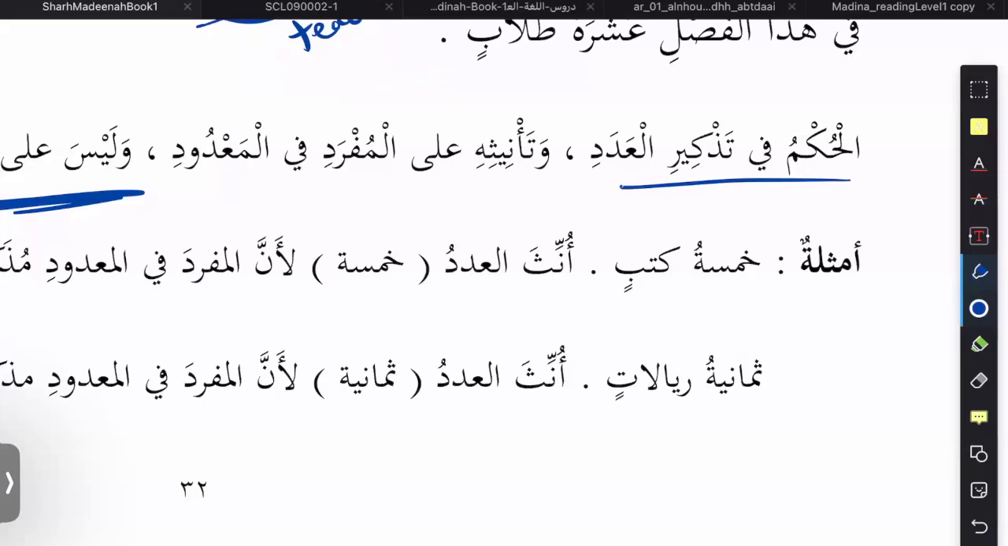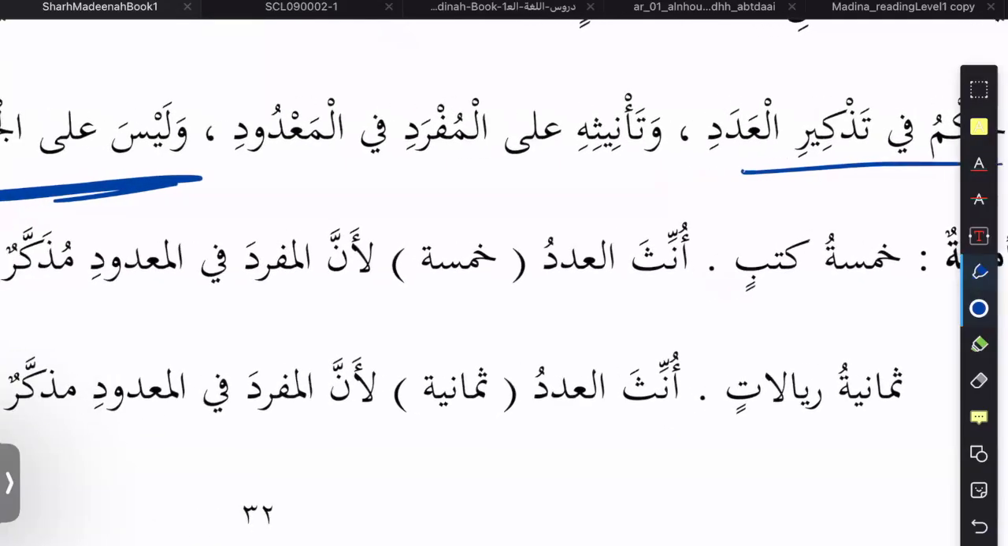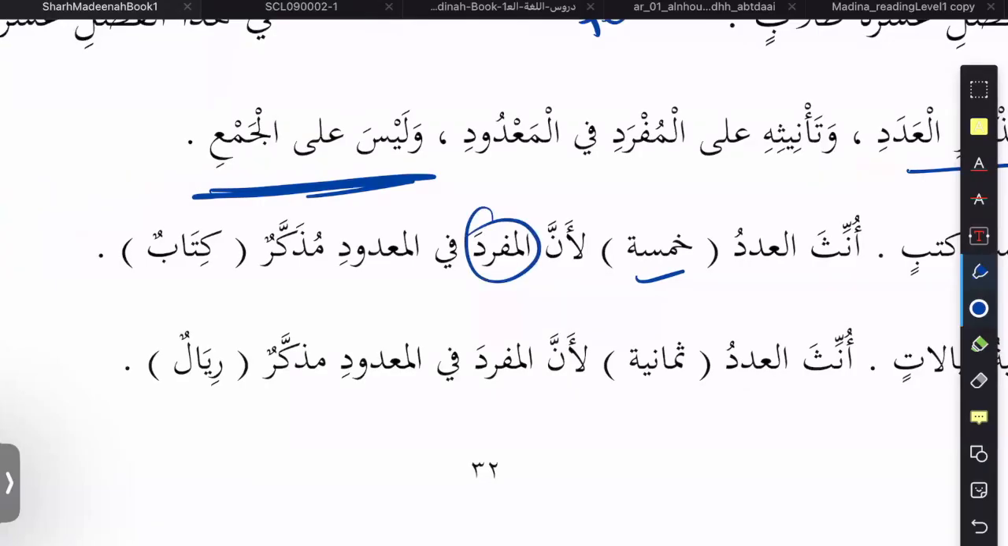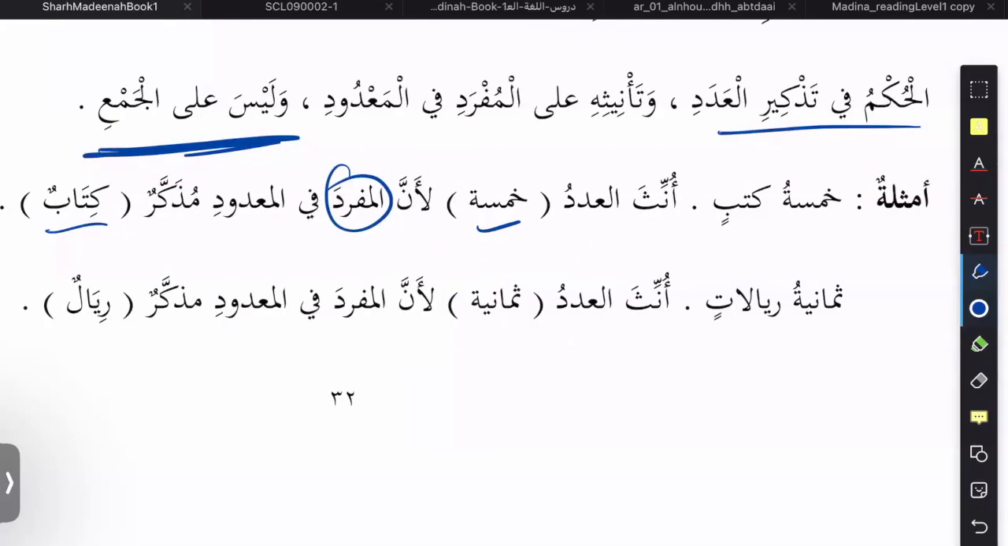خمسة كتب وأنث العدد الخمس. So you make this one feminine لأن المفرد مفرد في المعدود مذكر كتاب. Okay, so you say ثمانية ريالات.